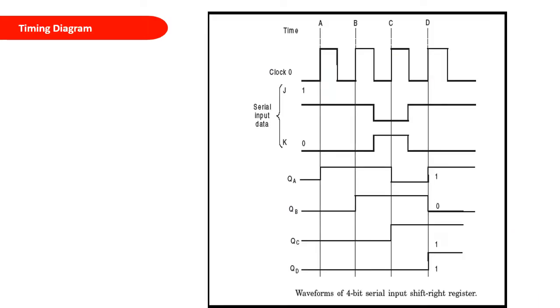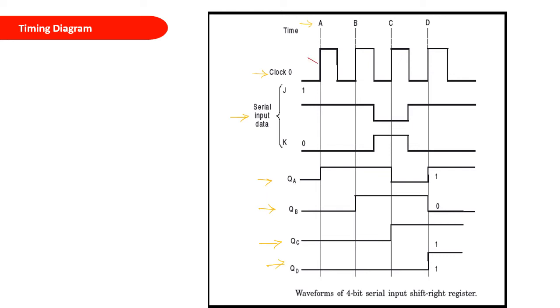So in the slide, the timing diagram for the serial in serial out shift register is shown. Here it is marked as A, B, C, D on the top, and this is the clock signal applied. This is the data we applied. This is QA, QB, QC, and QD.